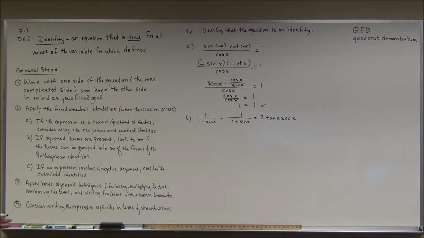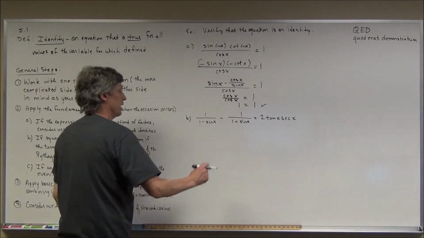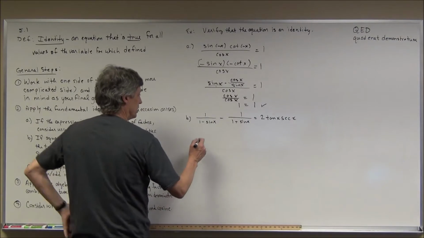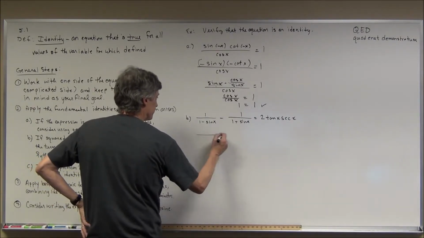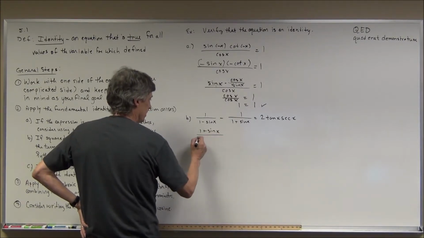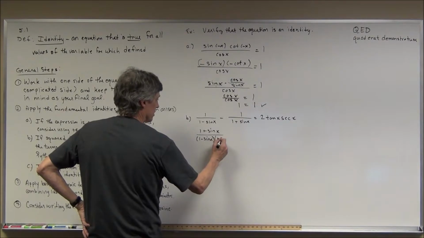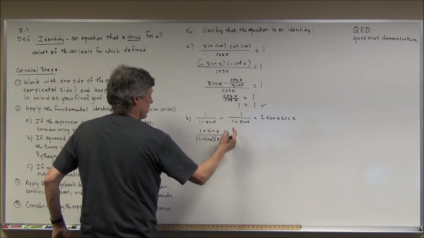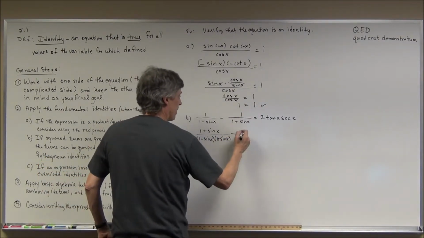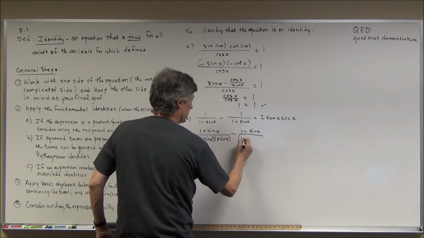I am going to get a common denominator, so I'm going to do a little algebra here. I'm going to write these with a common denominator, which would be the product of the quantity 1 minus sine x times 1 plus sine x. So if I multiply top and bottom by 1 plus sine x, and then over here, multiply top and bottom by 1 minus the sine of x. So the top is easy.